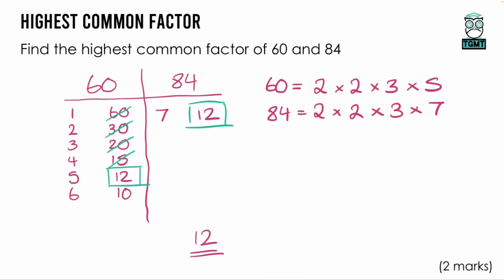And if you are finding the highest common factor, we're just going to look at which factors appear in both. They both have a 2, they both have another 2, and they both have a 3. So whatever numbers are in both, we can just multiply those together. So 2 times 2 times 3, all on the calculator, comes out again as 12.